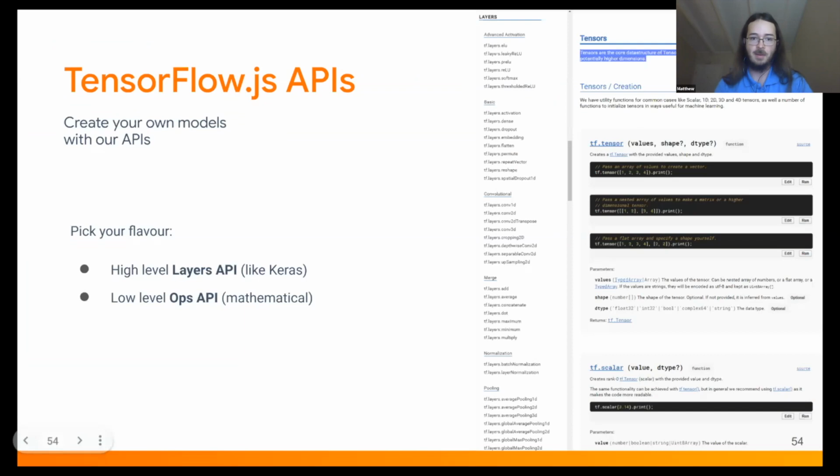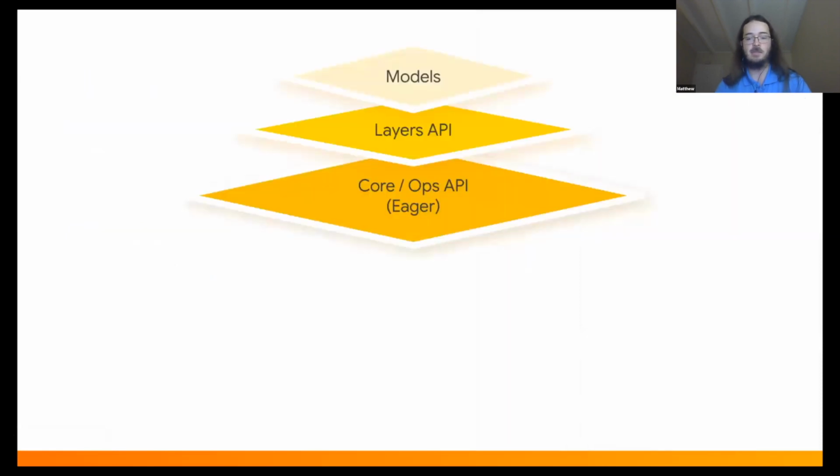this works. There's two different APIs that we have. There's a high-level layers API, which is very similar to Keras, if you've used that before. And there's also a low-level ops API, which is more like a linear algebra library. And these are built on top of each other.